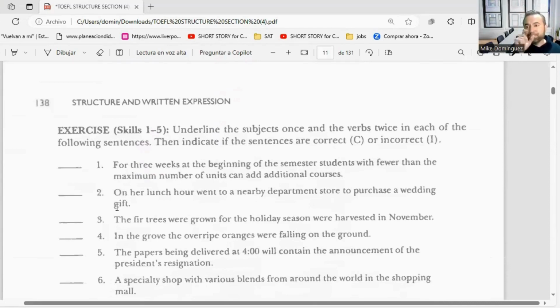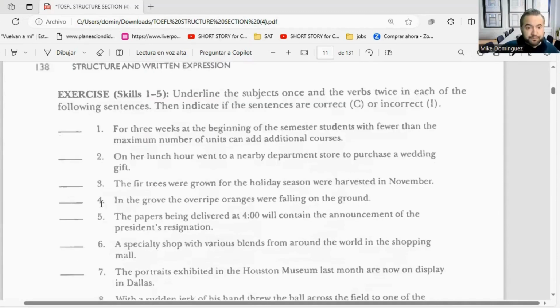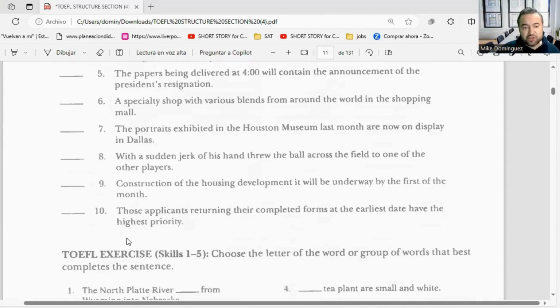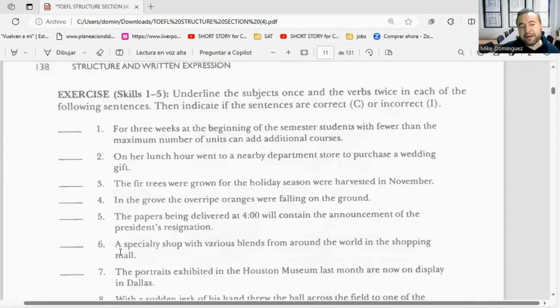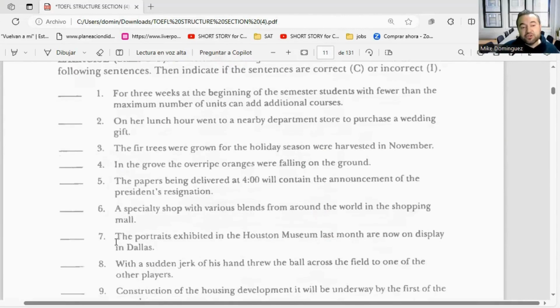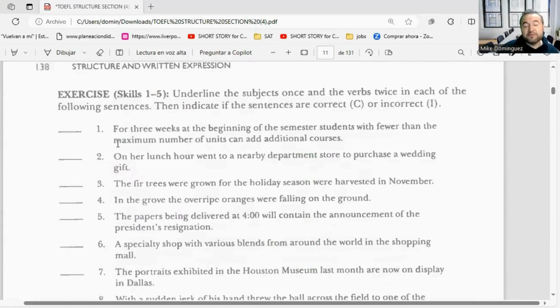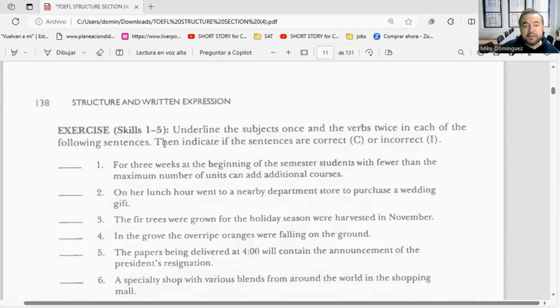The first mini test is an exercise that summarizes the skills 1 through 5. You're gonna have just 10 questions. Take your timer. You should answer this exercise in no longer than 5 minutes. So if it's 10 questions, you should spend 30 seconds at the most for each of the answers. Okay, so let's set up the timer for just 5 minutes, and let's check your answers.